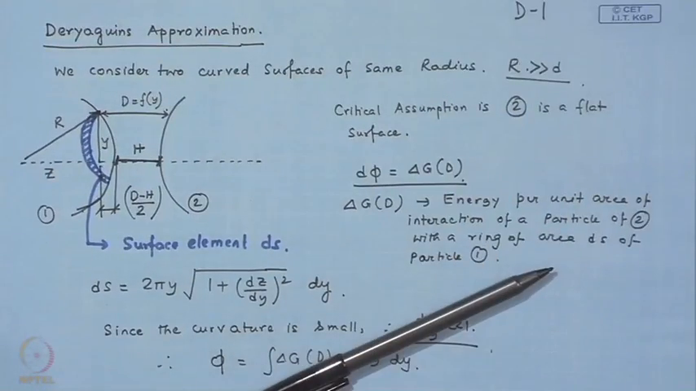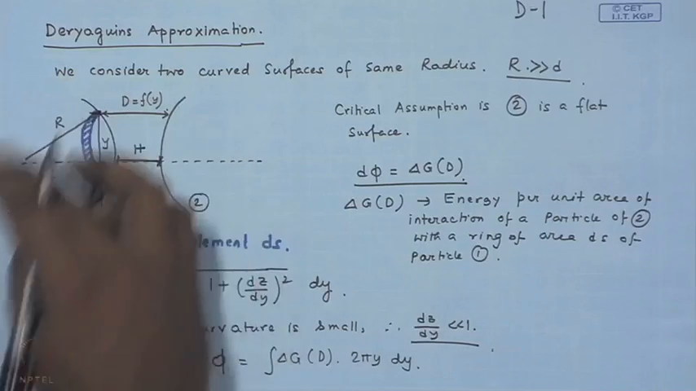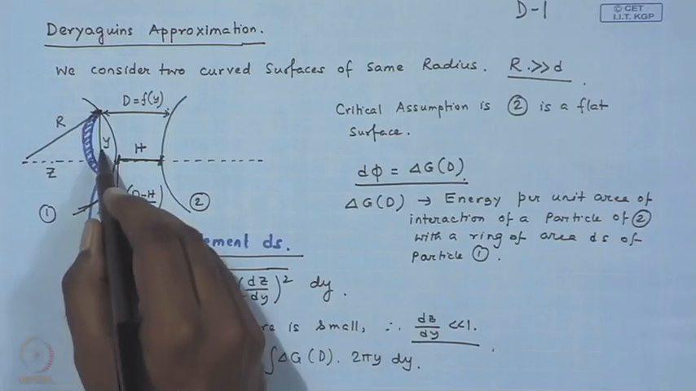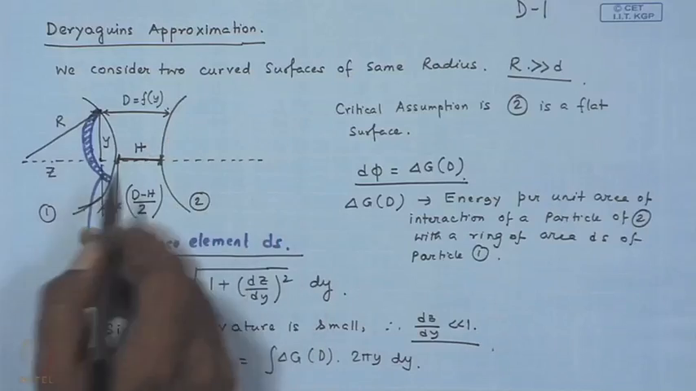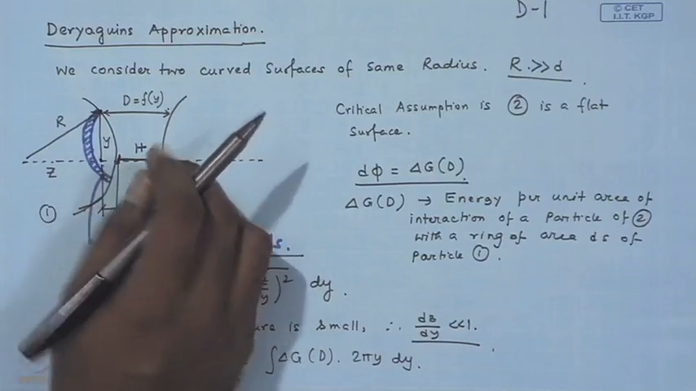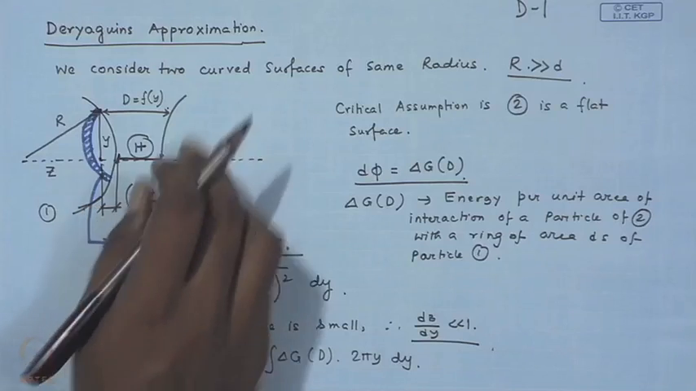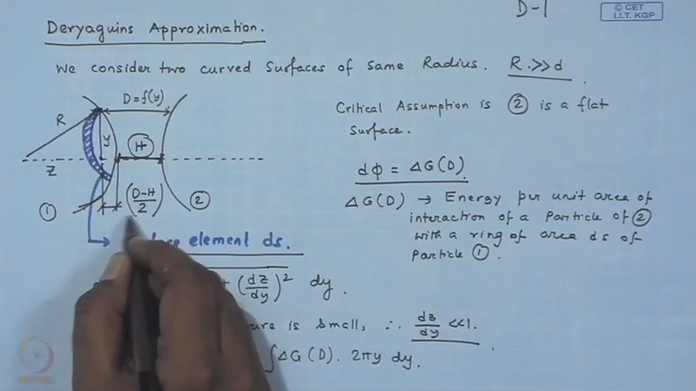It starts off by considering the interaction between two curved surfaces of the same radius, and considers a surface element ds on the surface of the first spherical surface. So, this is the surface element which is at a distance y from this central line, which lies on the line where the minimum point of contact is. So, this is h. Since the two have the same radius of curvature, this zone is d minus h by 2.